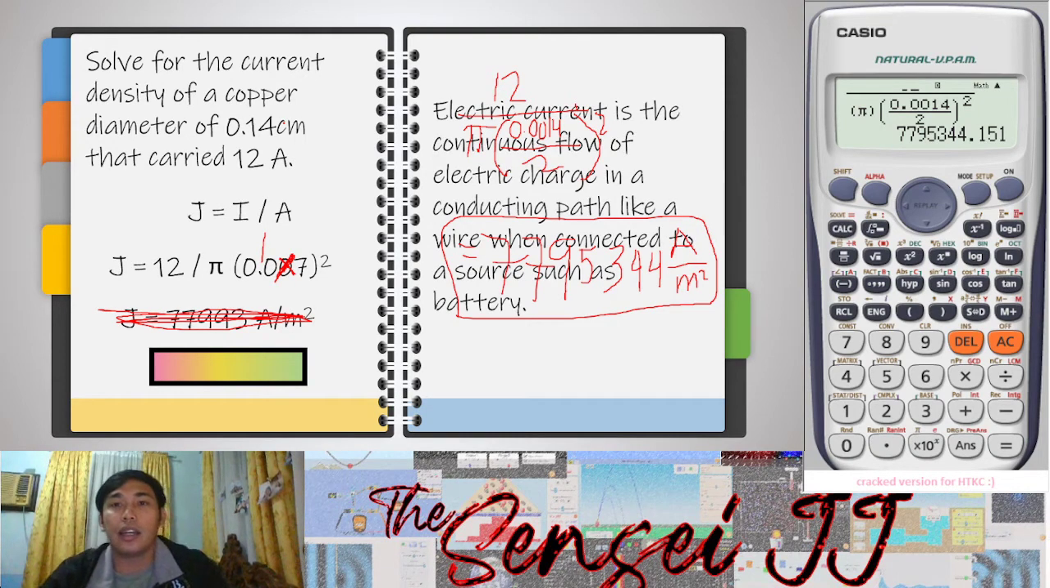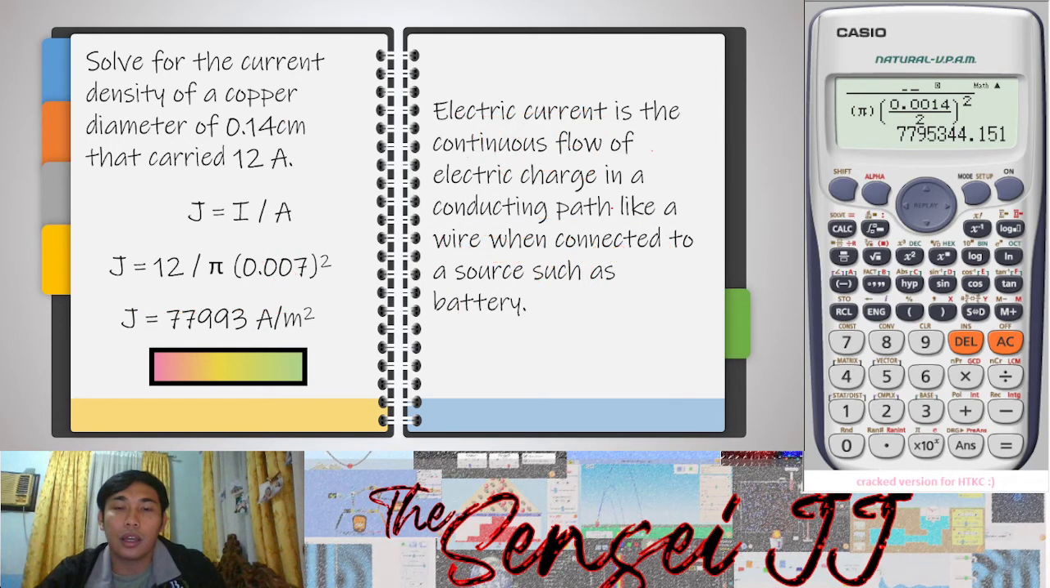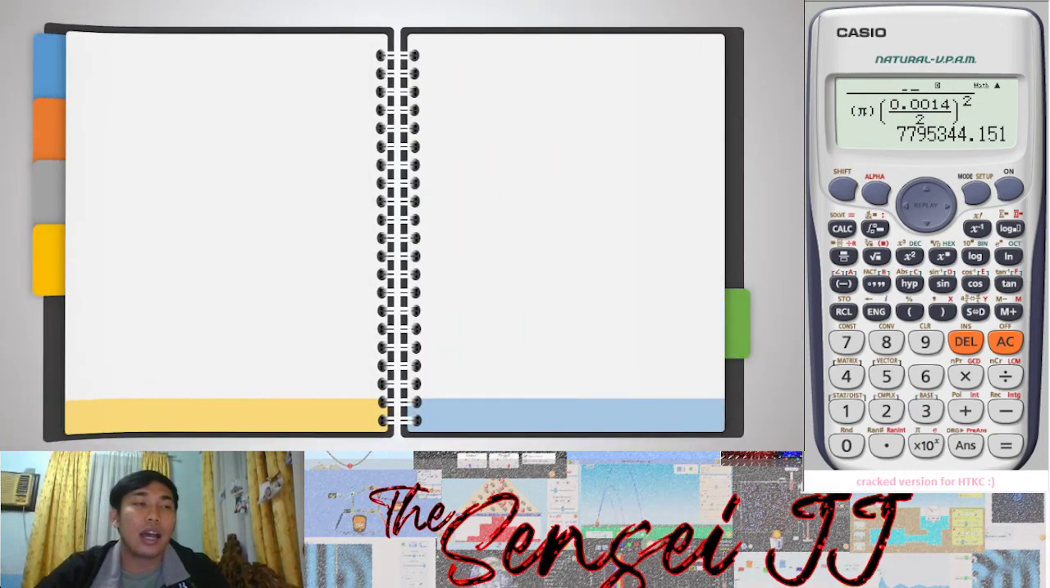Sige. So we have here electric current is the continuous flow of electric charge in a conducting path like a wire when connected to a source such as battery. Okay, so gusto ko lang ulit burahin to. And we have here another zero. Okay. So electric current is the continuous flow of electric charge in a conducting path like a wire when connected to a source such as a battery. Okay, so that is our current.